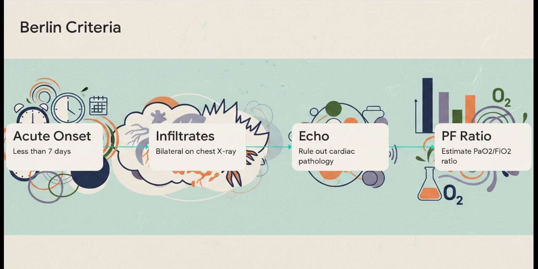Third, and guys, this is a huge trap on exams. You can't just glance at the x-ray and assume the fluid isn't cardiogenic. You literally have to rule out cardiac pathology using an echo. You need proof this is non-cardiogenic edema. And fourth, you have to estimate the PF ratio. That's your arterial oxygen partial pressure divided by the fraction of inspired oxygen.